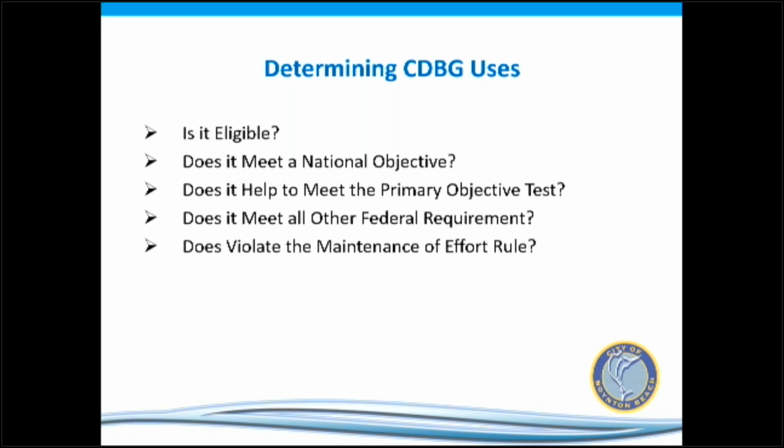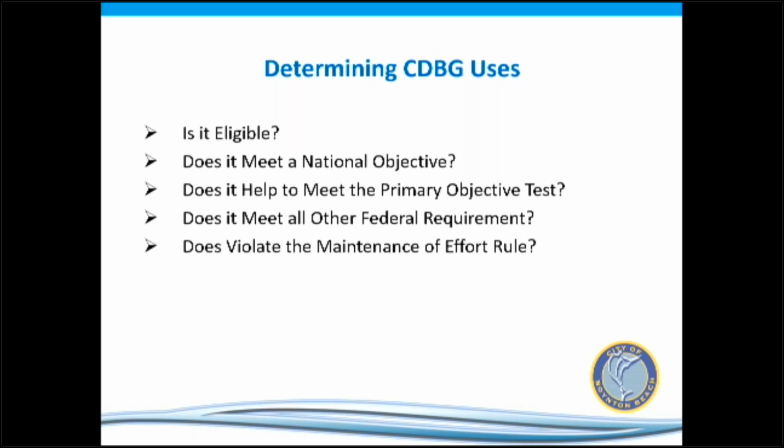So, determining the uses of CDBG. One of the things we determine is whether it is an eligible activity according to the regulations of the CDBG program. Number two, does it meet one of the national objectives? And does it meet the primary objective test, which is helping individuals, where 70% of the individuals helped have to be low to moderate income? And also, does it meet all the federal requirements?